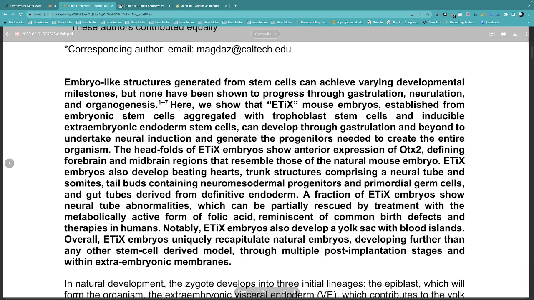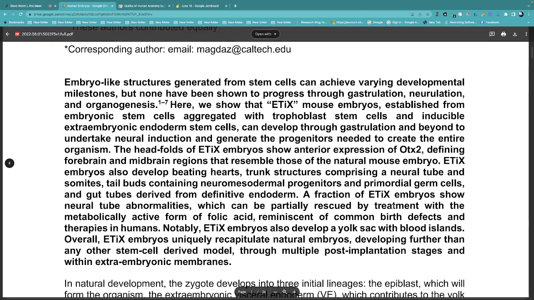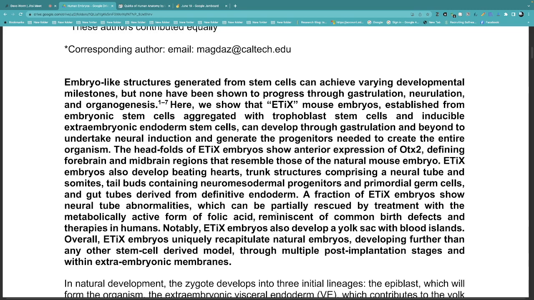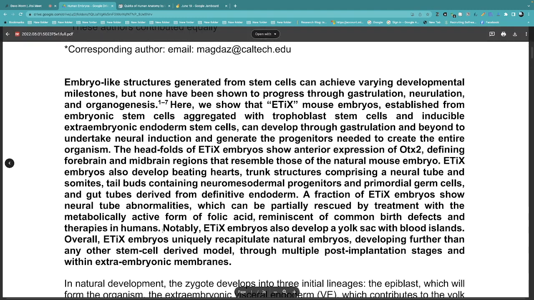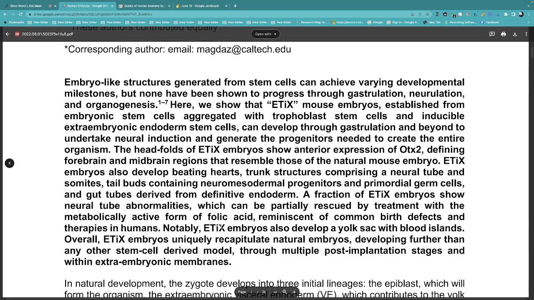So a fraction of these embryos that are being generated actually show different abnormalities. So they're not all perfect. They don't all come out the same. Sometimes they come out with errors or abnormalities. What's interesting is you can partially rescue these by treatment with a metabolically active form of folic acid. So this actually resembles common birth defect therapies in humans. So they do this with birth defects. They treat the embryo with folic acid and they can maybe reverse or arrest some of these birth defects.